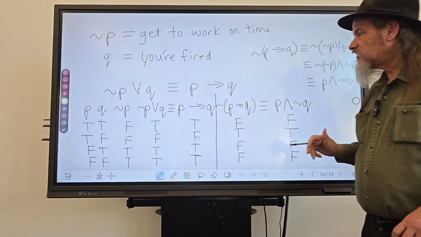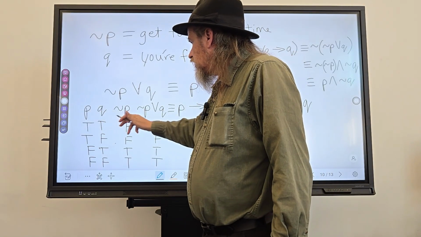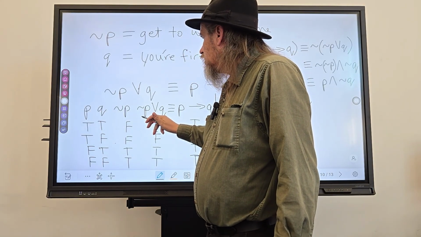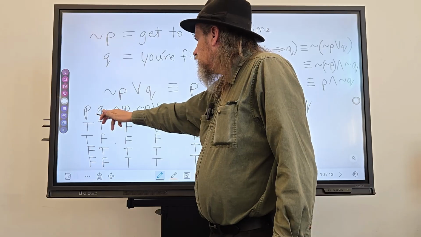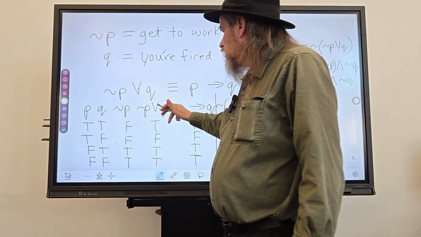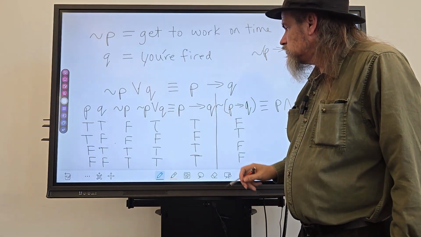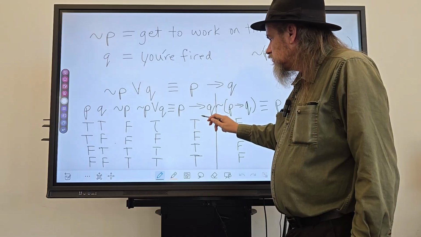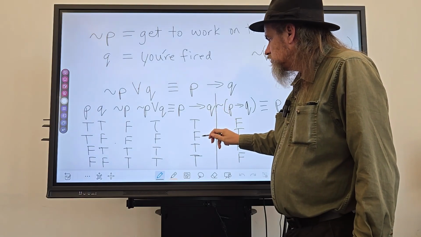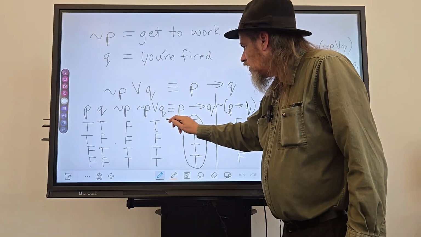You can see that this matches up by looking at the truth tables. P, Q, not P or Q, and P implies Q. These two are equivalent.